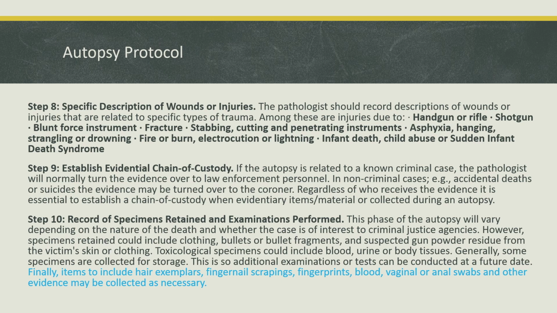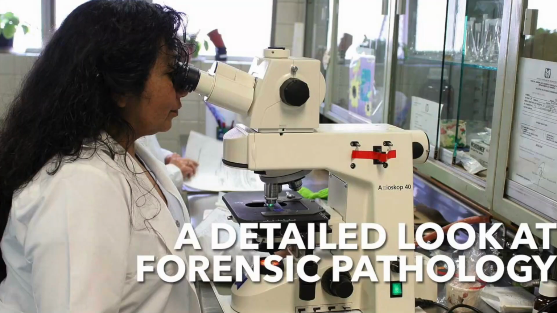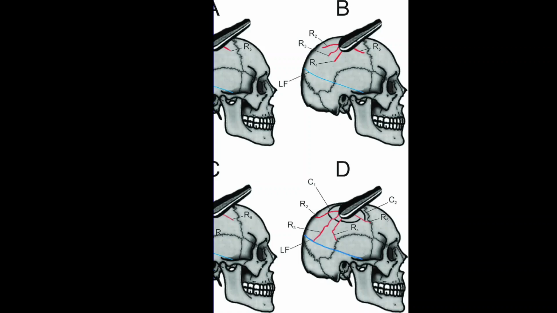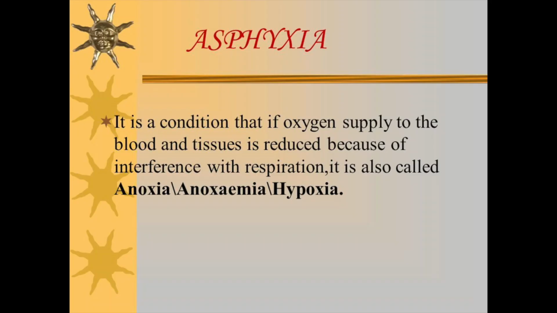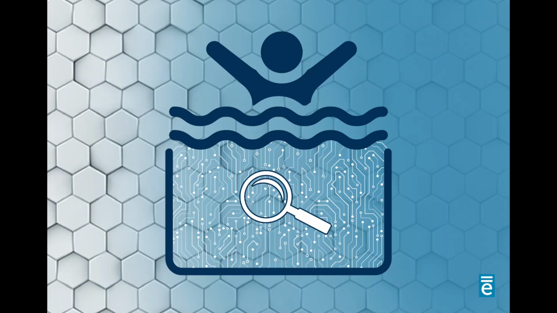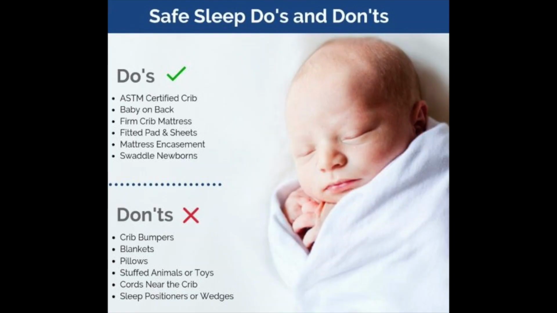Step 8, specific description of wounds or injuries. The pathologist should record descriptions of wounds or injuries that are related to specific types of trauma. Among these are injuries due to handgun or rifle, shotgun, blunt force instrument, fracture, stabbing, cutting, and penetrating instruments, asphyxia, hanging, strangling or drowning, fire burn, electrocution or lightning, infant death, child abuse, or sudden infant death syndrome.